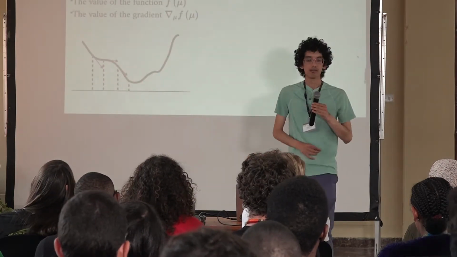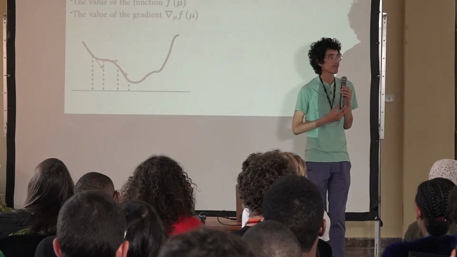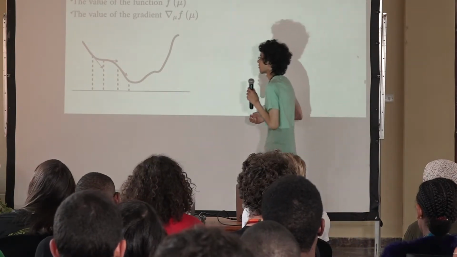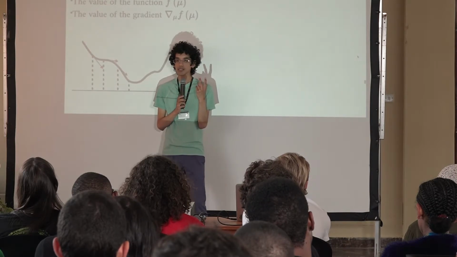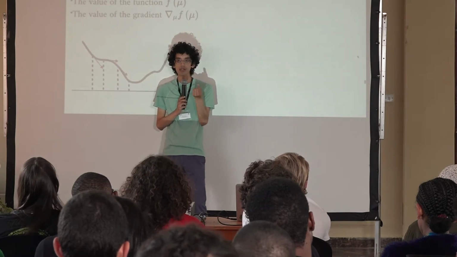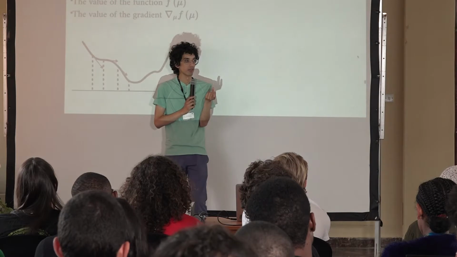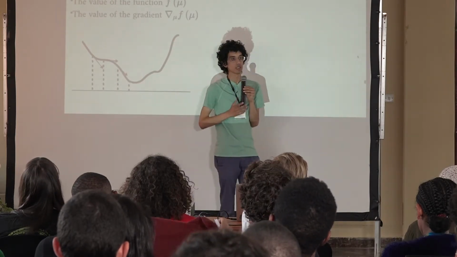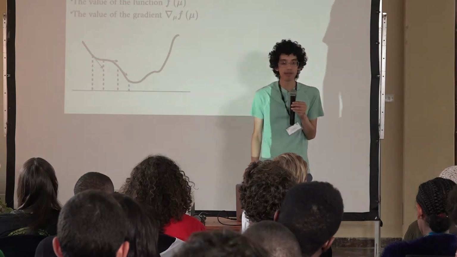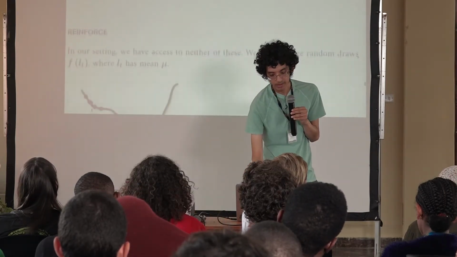But the picture: how does gradient descent work? The usual idea is that we take this parameter mu, we evaluate the function at that mu, we evaluate the gradient at that mu, and then we update to a new value. So we needed two things: the value of the function at that parameter, and the value of the gradient at that parameter. Once we had that, we had everything we needed to march along to the minimum of the function.